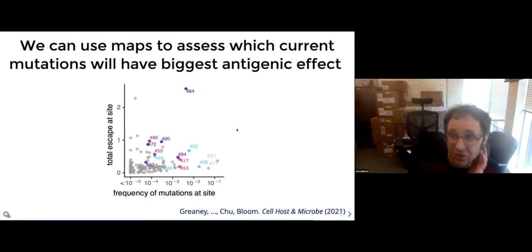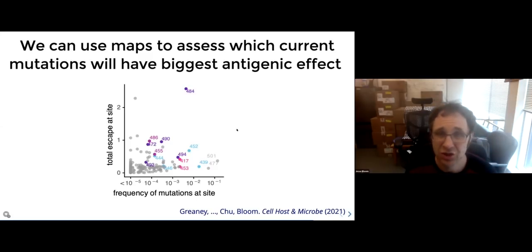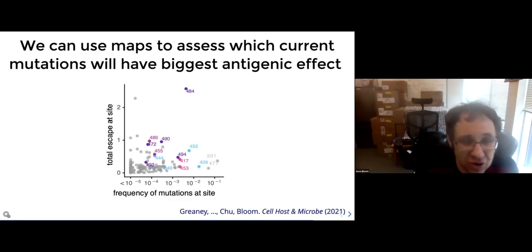And so one thing we can do is integrate these data across many sera to assess which current mutations have the biggest antigenic effect. Here, what I'm showing on the x-axis is the frequency of mutations at each site in the receptor binding domain among all sequenced SARS-CoV-2 isolates. And on the y-axis, I'm showing you the total escape at that site averaged over all of the human sera or plasma we've looked at.